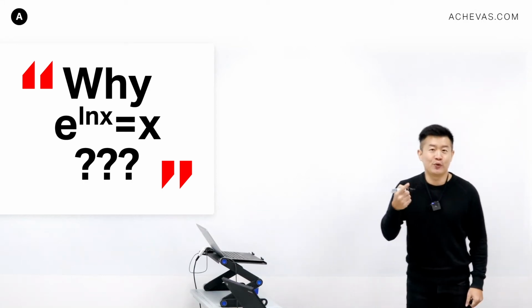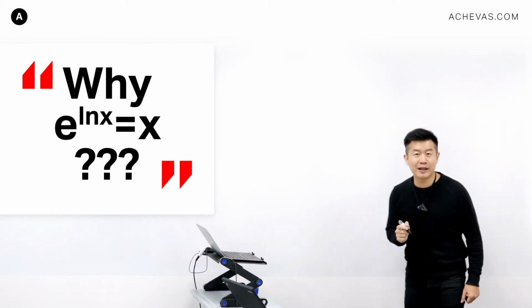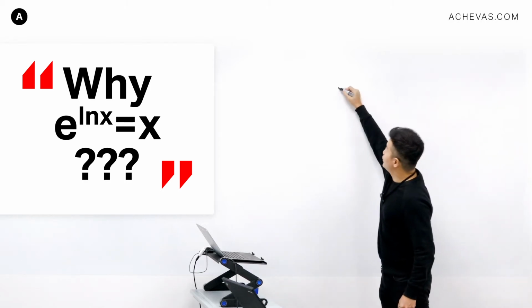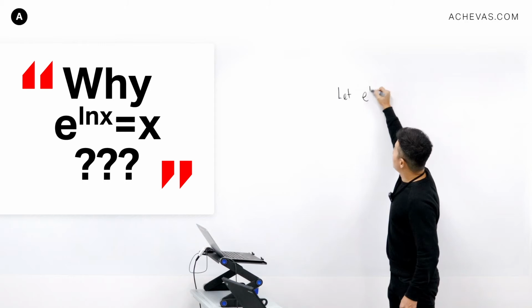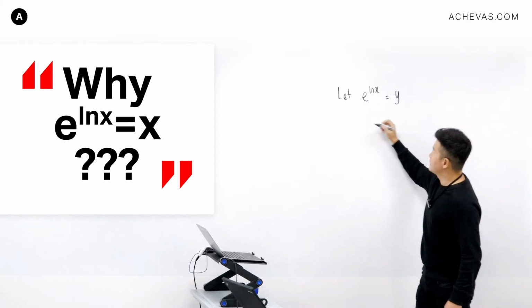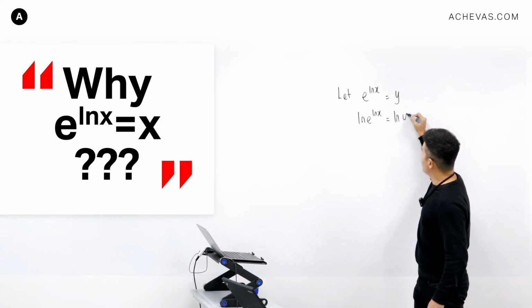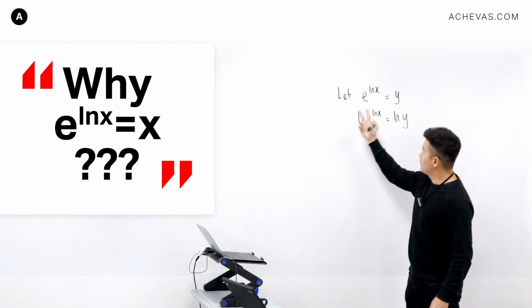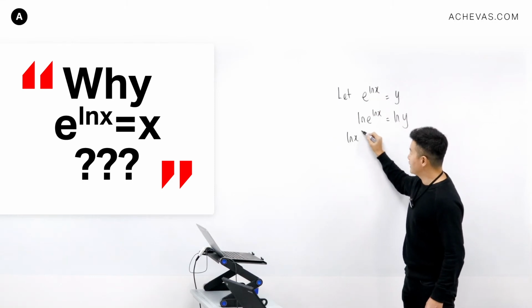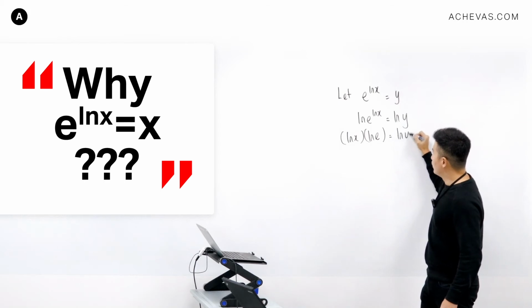So let us try to prove once again that y = e to the power of ln x is equal to x. And to do that, it is actually pretty simple. We just need to let e to the power of ln x be equal to y. And we're going to ln both sides, so it will be ln e to the power of ln x is equal to ln y. Ln x, we can bring it forward, so we have ln x multiplied by ln e. This is ln y.